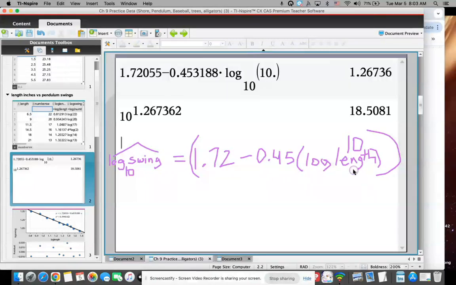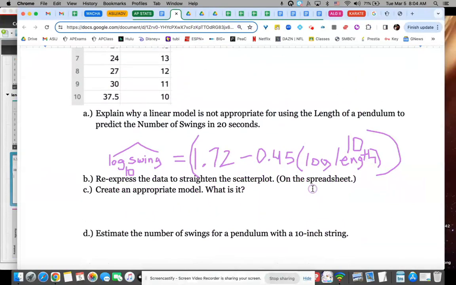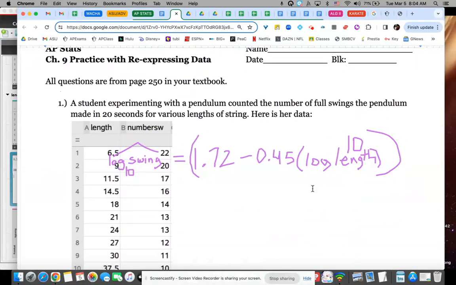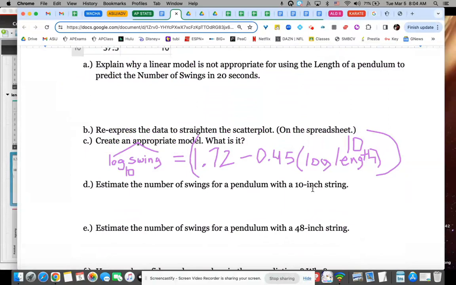So doing the re-expression allows us to use a linear model. But once you get the linear model, you can use it with the re-expression in it as part of it to get your predictions. Okay, so if I had a length of 10, I forgot what this was, inches or whatever, then the pendulum would swing 18 and a half times. I think we're talking about inches, yeah, and it's how many swings it makes in 20 seconds, okay?